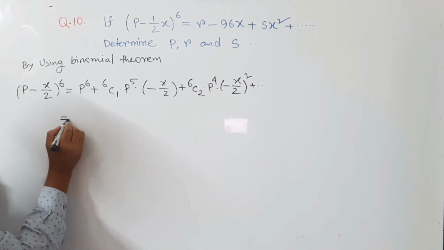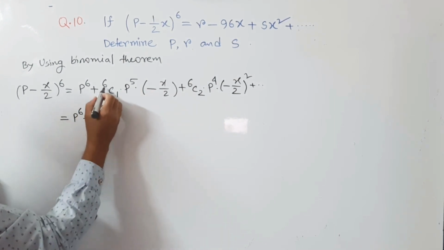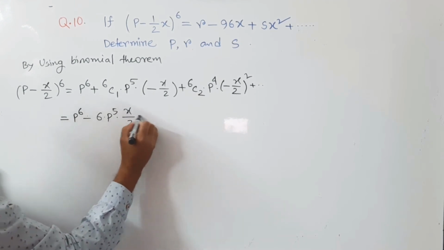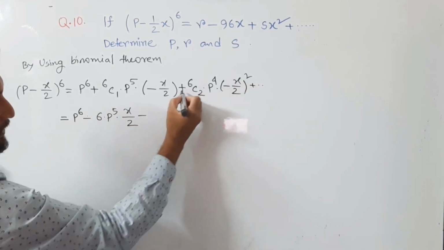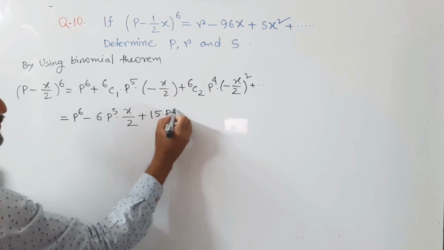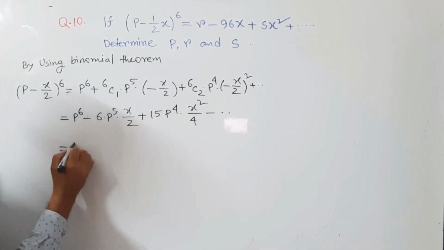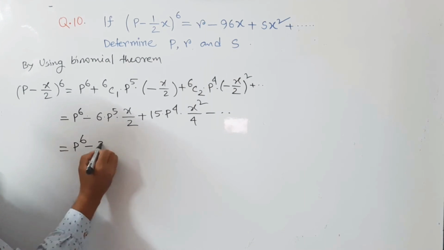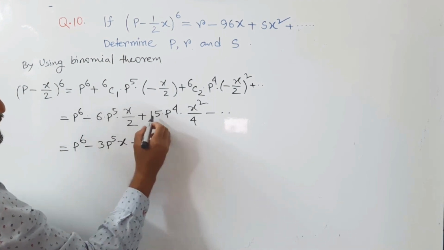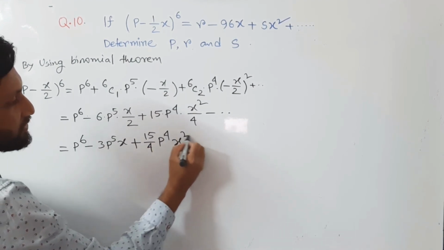Now by simple calculation we can write p to the power 6 plus, and then the sign will be minus. Here see that minus and plus, so minus 6c1, that means 6 into p to the power 5 and then into x by 2. And then the sign will be minus squared, that means plus, so plus 6c2. By using calculator we can get 15, and then p to the power 4, and then x square by 4. Now again we can write p to the power 6 minus 6 divided by 2, that means 3 p to the power 5 x, and also here see that 15 by 4, so the term will be 15 by 4 p to the power 4 x square.